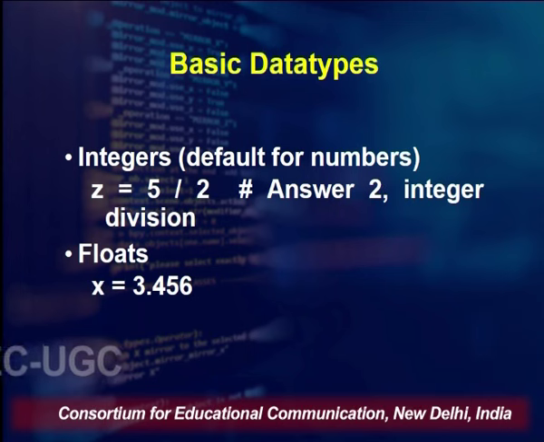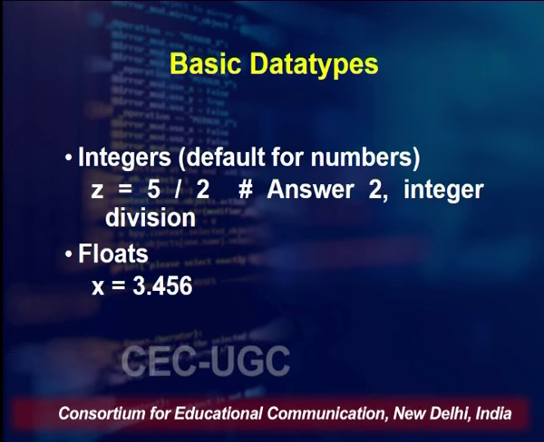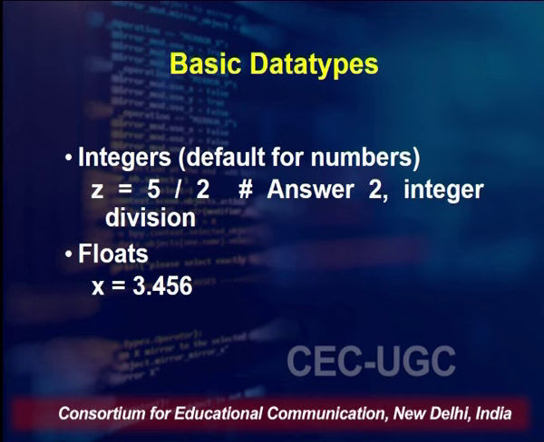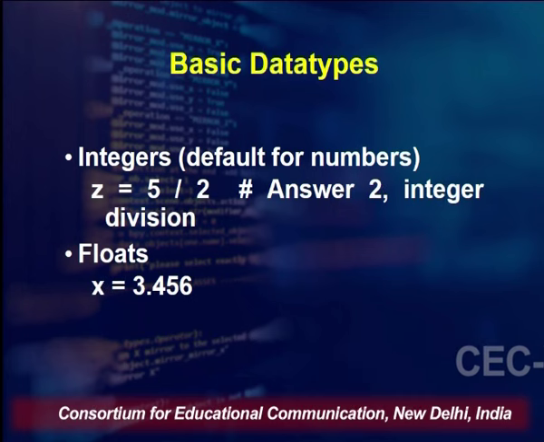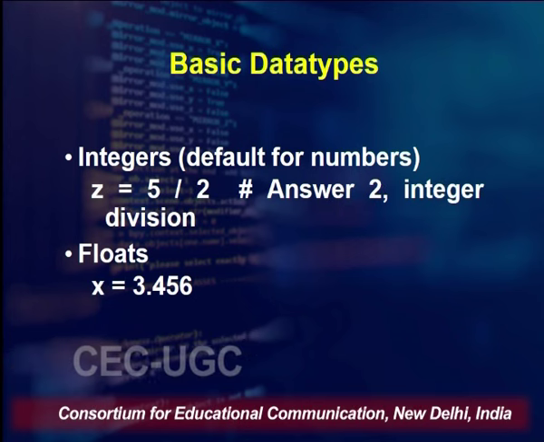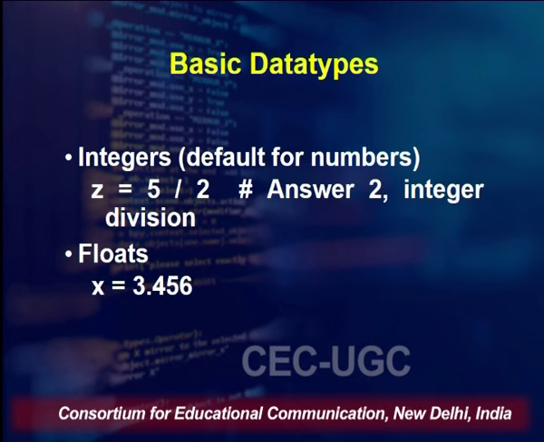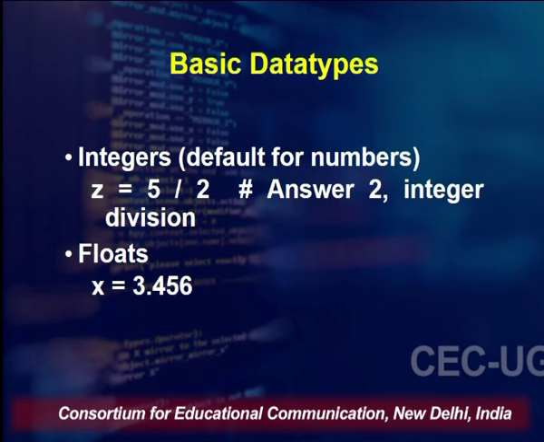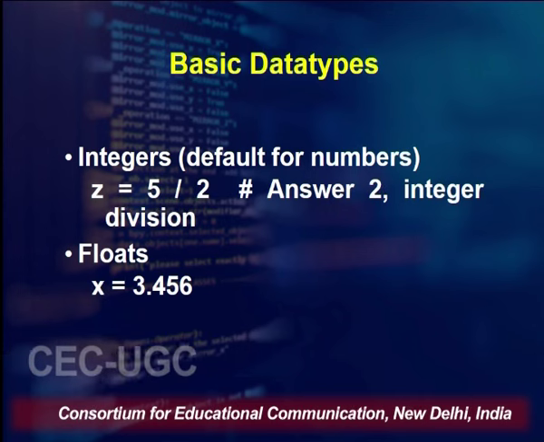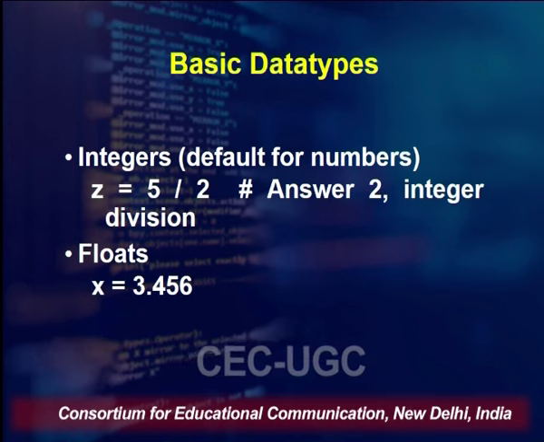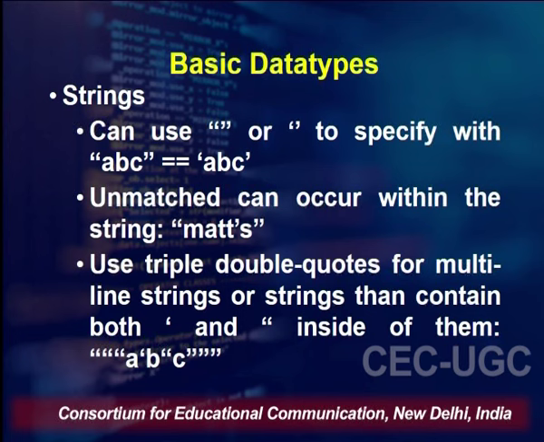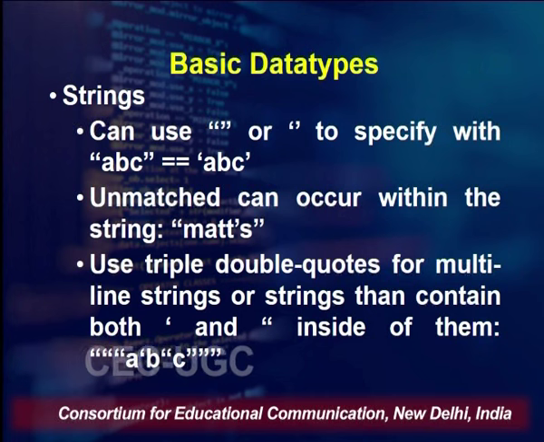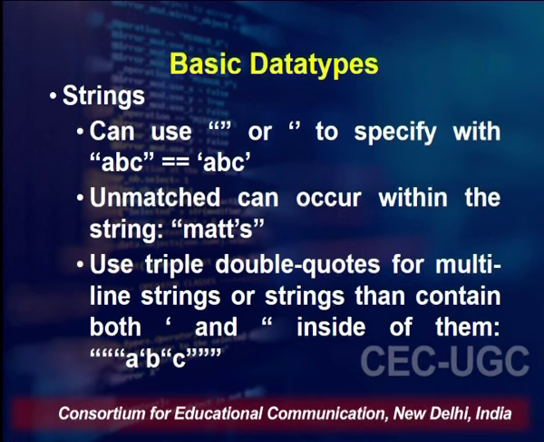So, we have a simple division, and if you are dividing z is equal to 5 by 2, it is going to give you the answer as 2 instead of 2.5 because it is an integer. But if you declare the variable x is equal to 3.45, then it is automatically understood that this is a floating point variable. Likewise, we can have the string data also, like the character data.